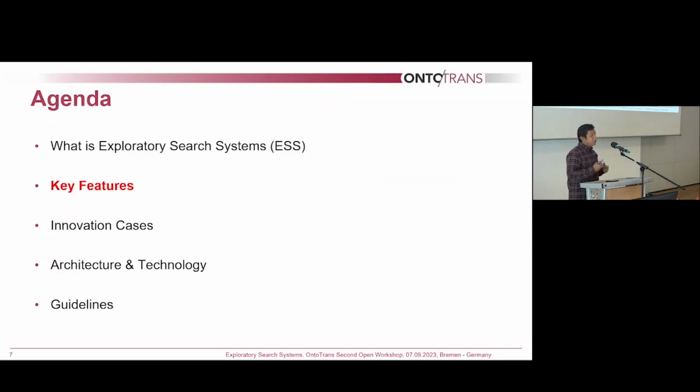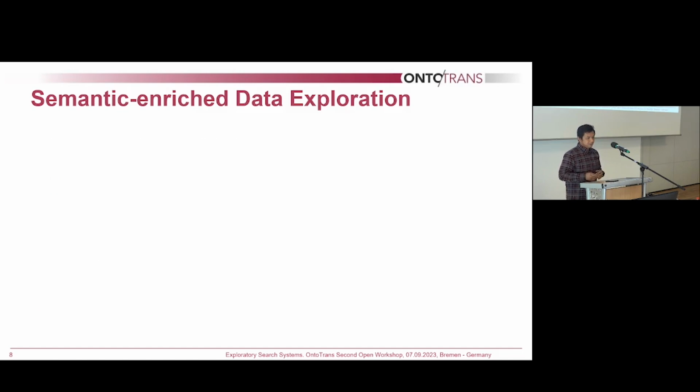So that's more or less a crash course into what the exploratory search system is. And now we look into what we did inside the project to provide an exploratory system, especially in a knowledge graph, to help translators in doing their work. First, we focus on semantic and rich data exploration, basically making use of the structure that you have.